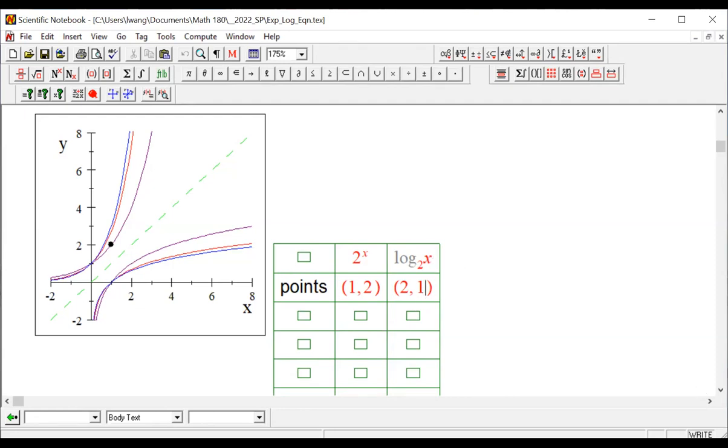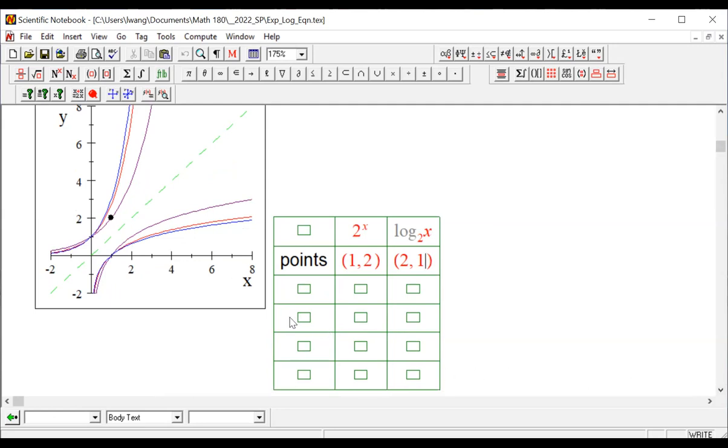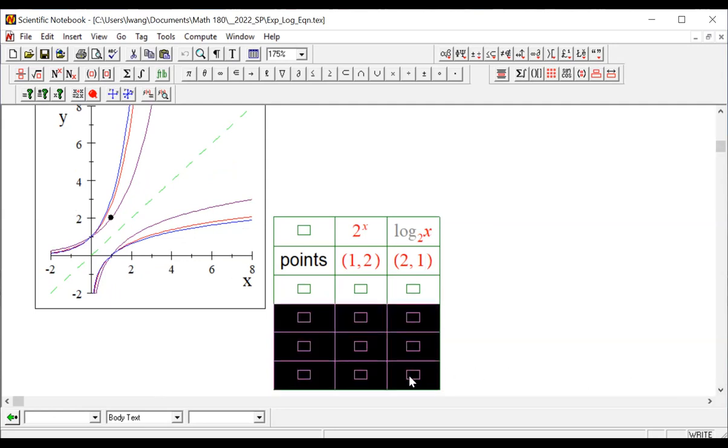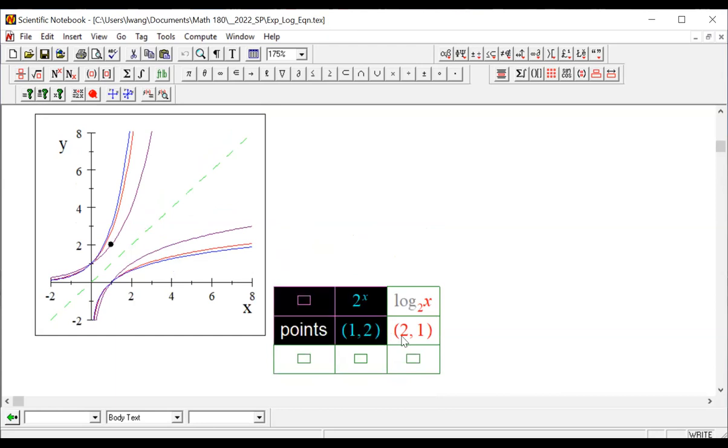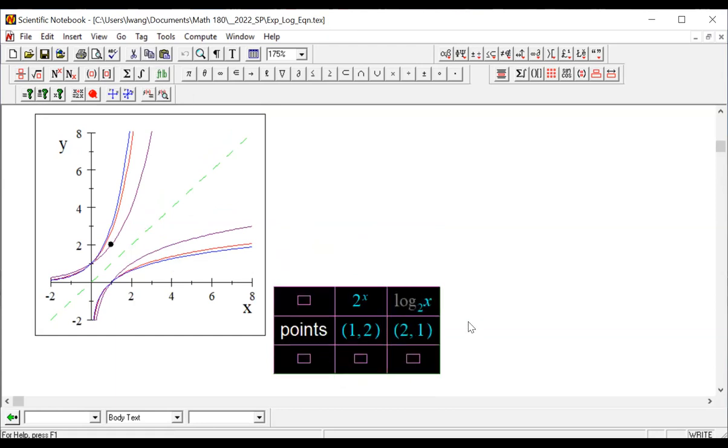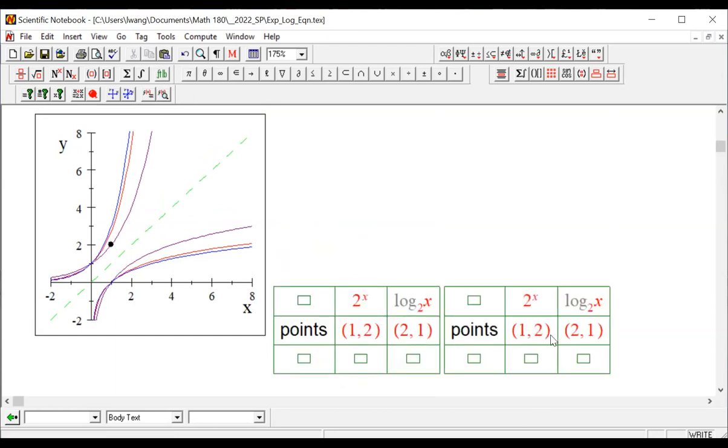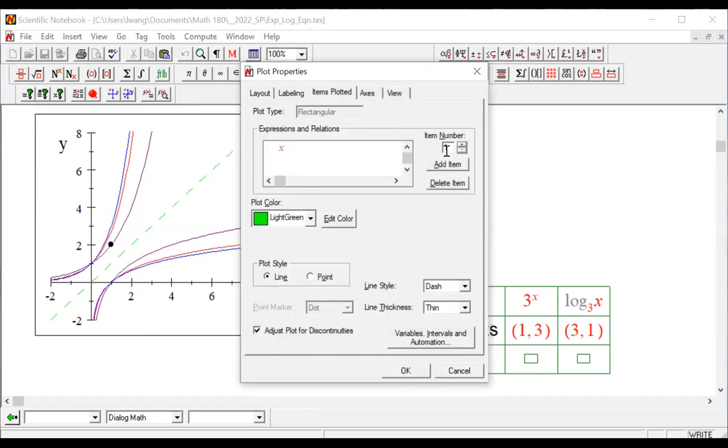So we can do the same thing for 3 to the power x. We don't need so many, we just need to identify them. For 3 to the power x, when x equals 1, the output is 3. For log base 3, the input 3 gives output 1. So these will help us to separate which graph is which, okay?